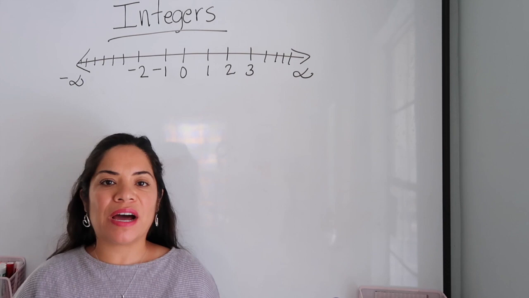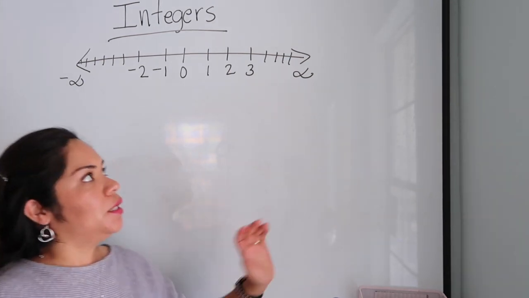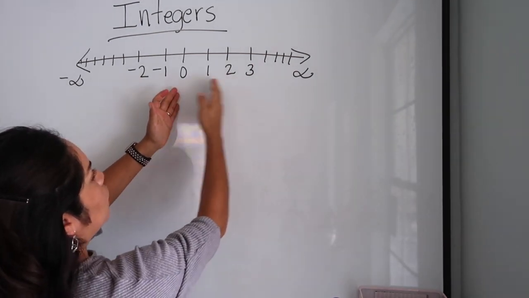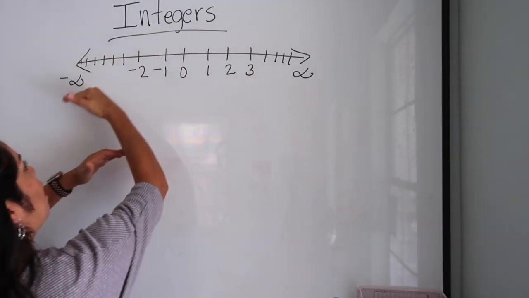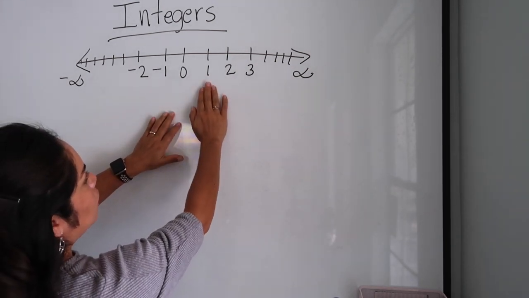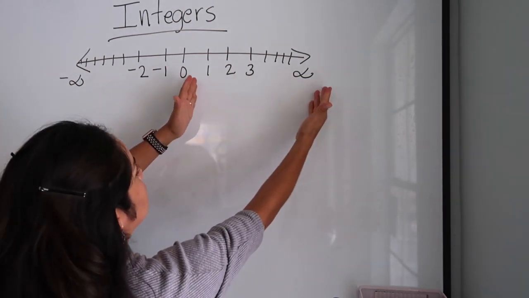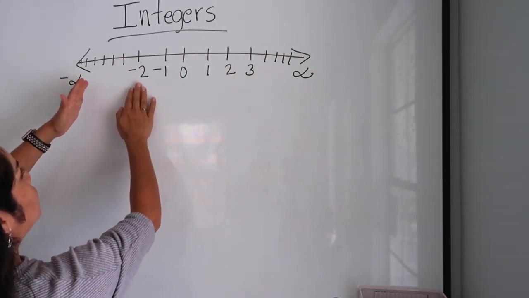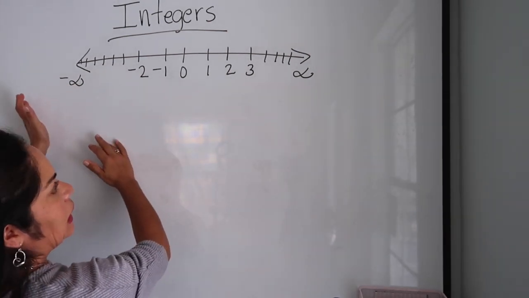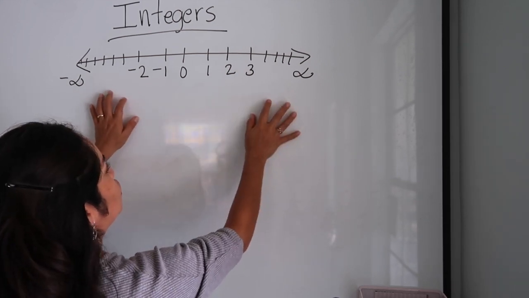Today I'm going to show you how to add and subtract integers. What are integers? Integers are whole numbers and their opposites, meaning the opposite of 0 is 0. We have 1, 2, 3, 4. The opposite of this list of numbers will be -1, -2, -3, and so forth, all the way to negative infinity. So these will be the integers.